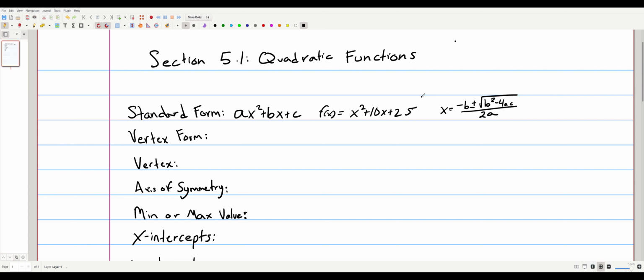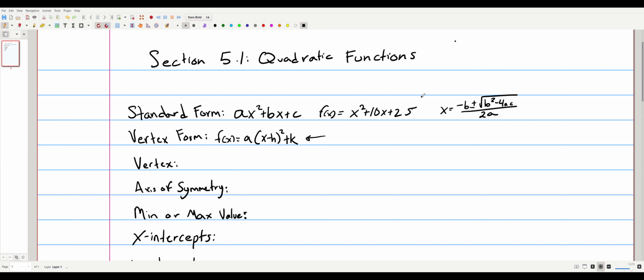Now, this form, standard form, isn't the most useful to us when it comes to wanting to graph a quadratic function. The form that helps us graph quadratic functions is called vertex form, and vertex form looks like this: f of x equal to a times x minus h squared plus k. And so what is this form?